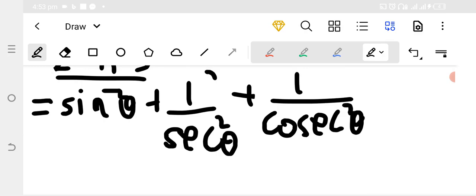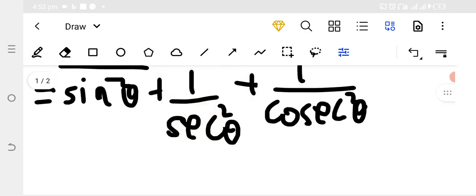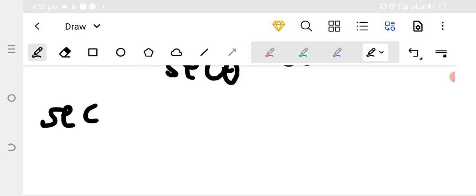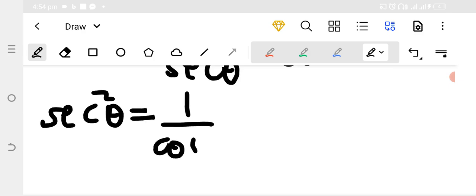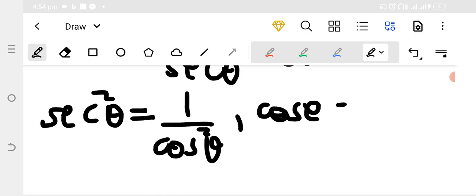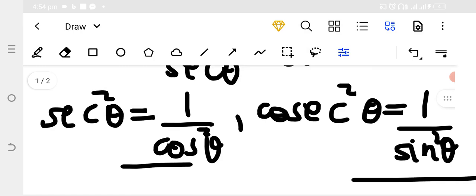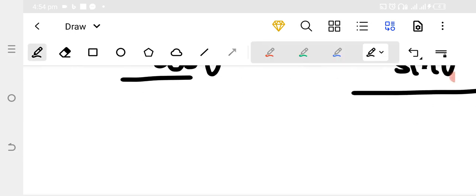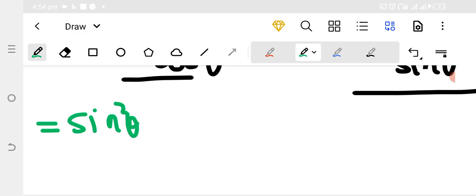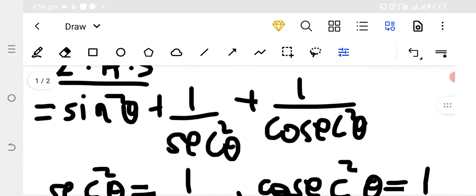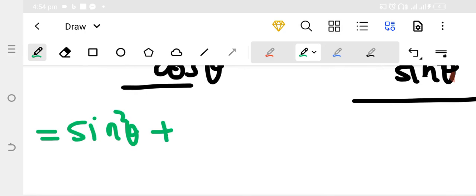Right here, if you know your identities pretty well, you would say something like this. You would say sec theta squared is equal to what? 1 divided by cos theta squared, and then cosec theta squared is equal to 1 divided by what? Sine theta squared. Upon you knowing these two, you need to have the idea that you can say is equal to sine theta squared. Okay, then here you know that they are saying 1 divided by sec theta squared, so already you know that they are saying plus cos theta squared.